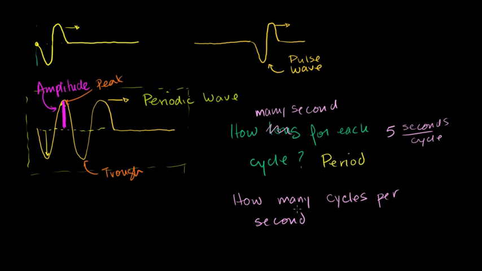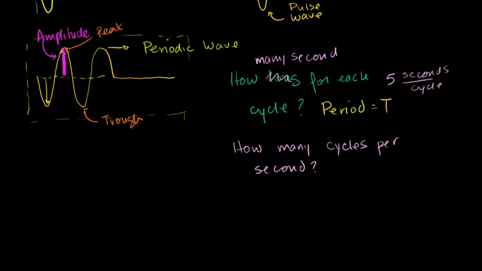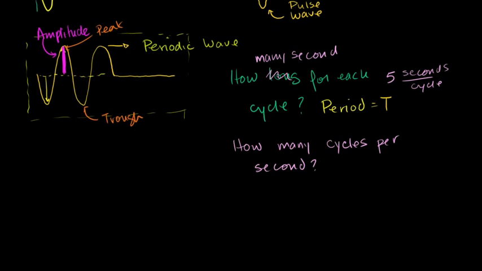But then what if we were asked how many cycles per second? So we're asking the opposite question. Not how long, how many seconds does it take for me to go up, down, and back again. We're saying in each second, how many times am I going up, down, back again? So how many cycles per second? That's the inverse of period. So period, the notation is normally a big capital T for period. This is frequency.